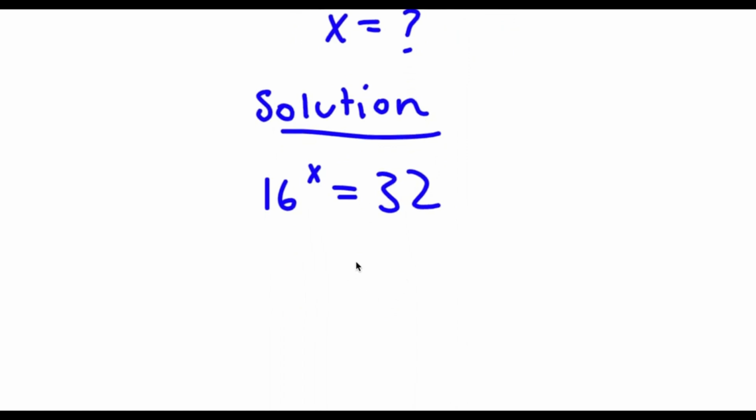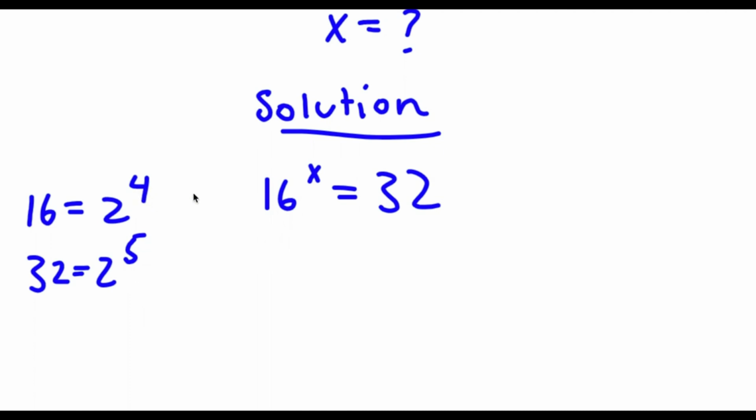So 16, this is the same thing as 2 to the power of 4. And 32, since we want to make both of these the same base, I need to find what power of 2 makes 32. Well, 2 to the power of 5, this is going to be double of 16, and double of 16 is 32. So 32 is equal to 2 to the power of 5.